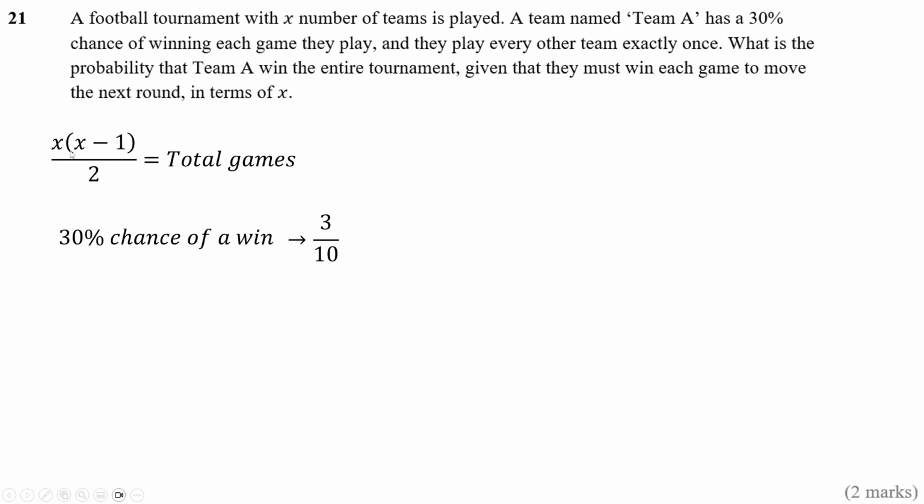But here it's x multiplied by x minus 1 over 2 lots of games. So instead of it being 3 over 10 to the power of 2 for when there were 2 games, or to the power of 3 when there are 3 games, or to the power of 5 when there are 5 games, it's to the power of this when there's this number of games. Okay, so the answer is the probability to the power of the number of games, which is this. You can expand this, which is x squared minus x, and that is it.